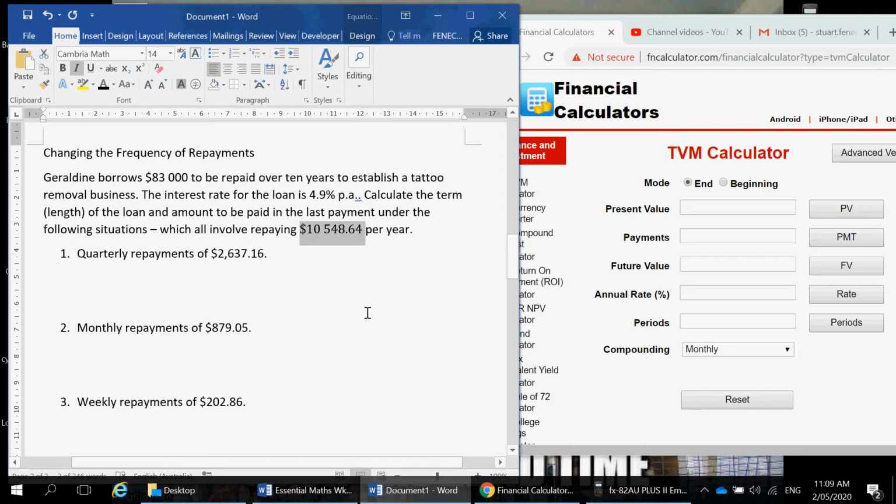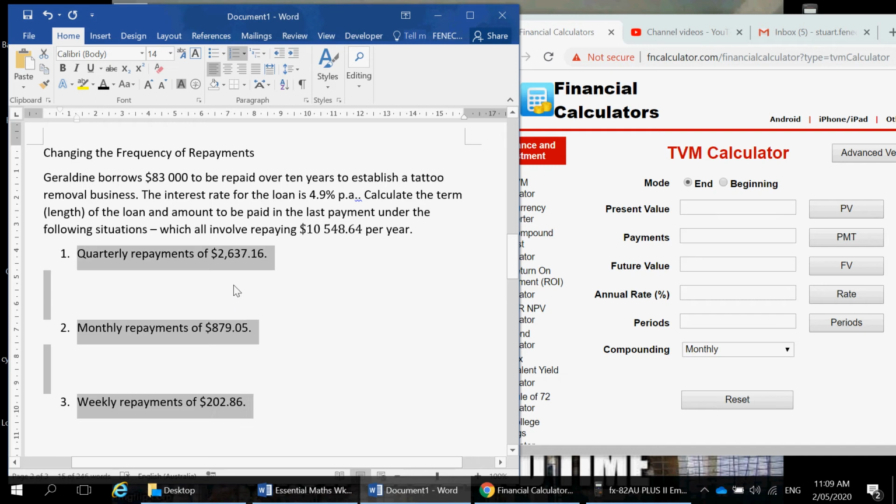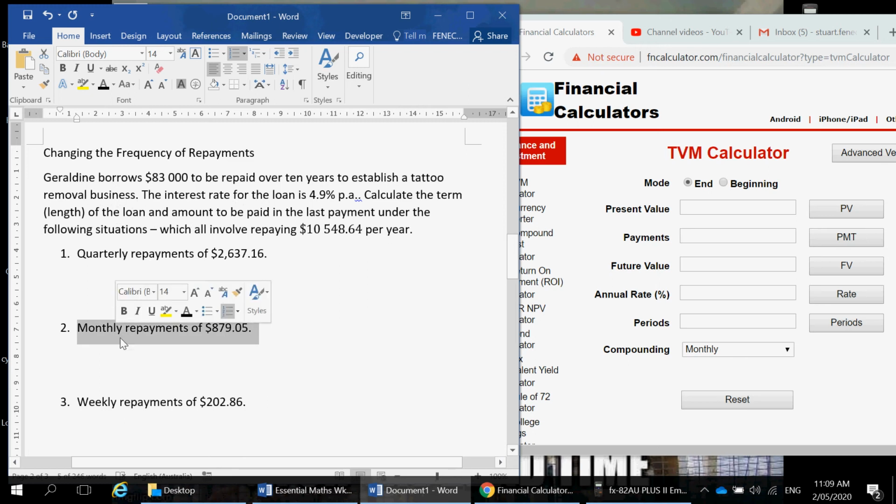You would always be paying $10,548.64 each year. All that we're changing here is how often you're doing the repayments. You will still pay the same amount in total each year, but you're going to pay it a little bit differently. This here says quarterly repayments, repaying every quarter of a year. This here says monthly repayments, where you're paying every month. This one has weekly repayments, where you're paying every week. We are going to investigate the differences in the mathematics under these situations.